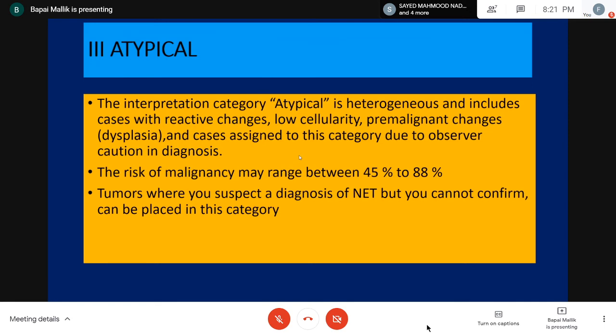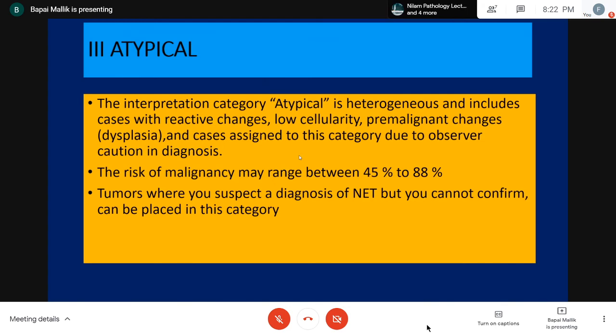One of the situations we often face is trying to use the term descriptive. As far as this particular PSC system is concerned, you cannot use the phrase descriptive in any diagnosis. There is no place for a descriptive report. They're very, very categorical about that. Under these circumstances, when you are unable to say, it's better to put it as atypical. The risk of malignancy in such cases can range from 45 to 88% depending on which study you are looking at.